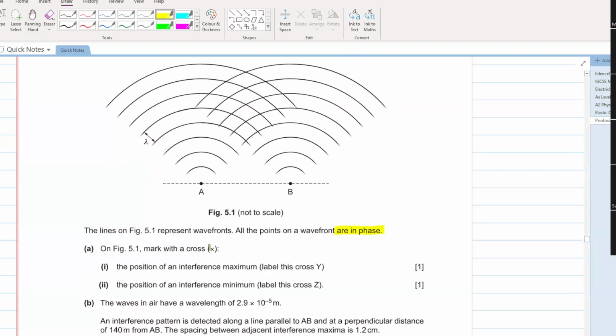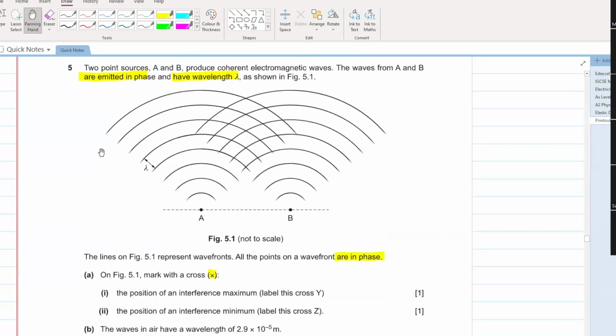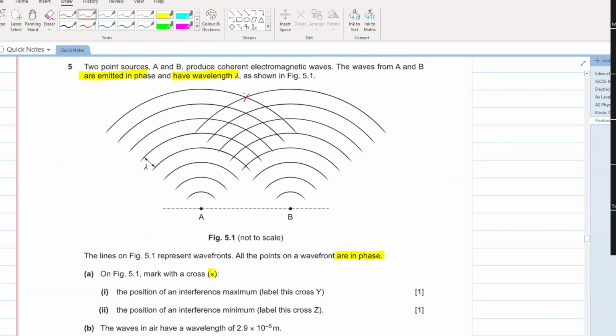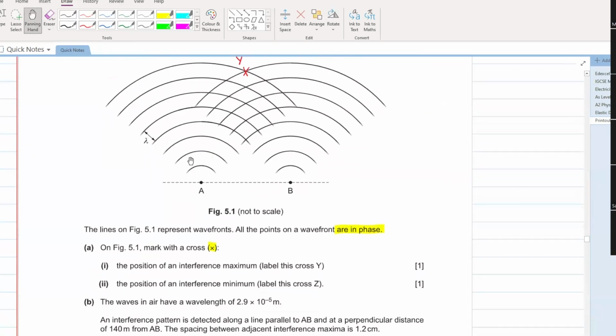Perfect. On figure 5.1, mark with a cross the position of an interference maximum. Label this point Y. बेटा इंटरफेरेंस मैक्सिमम कहाँ होती है? When two crests combine. You can label this point as your interference maximum. Because these lines are what? ये जो solid lines बनी हुई हैं, these are your crest. The point where two crests meet will give rise to interference maximum.